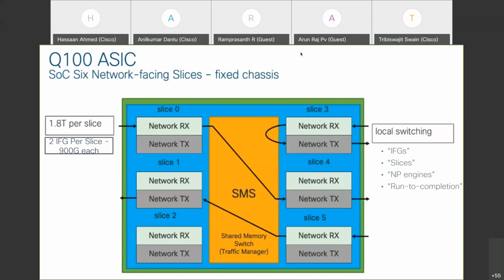So you can consider your slice as a micro core. Like you have your multi-core processors, right? You can consider this particular NPU as a 6-core NPU. Each core has equal access to the memory, the tables, and all that. So this is one way of programming the chip, where you program the NPU and all the slices inside it as network facing.